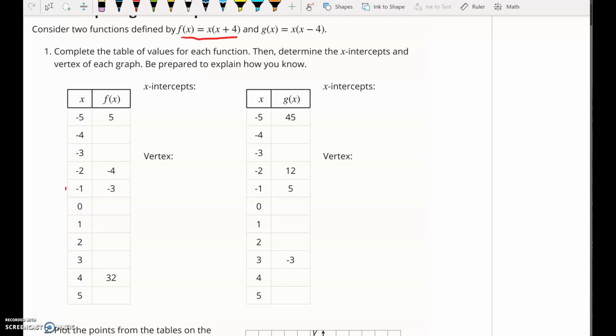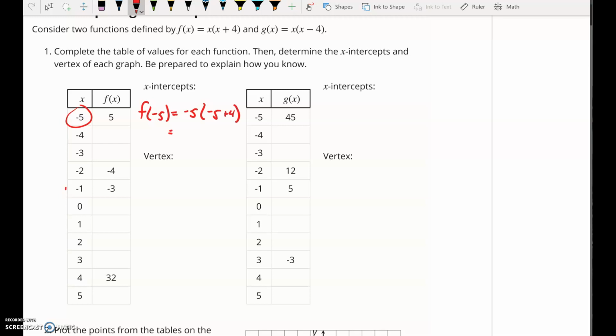So for example, how did they find that whenever x is -5, the value of the function f of x is equal to 5? Well, they simply plugged it in. So let me show you how we do that. We just take f of -5. Everywhere I see an x, I'm going to write -5. It is equal to -5 times the quantity -5 plus 4.